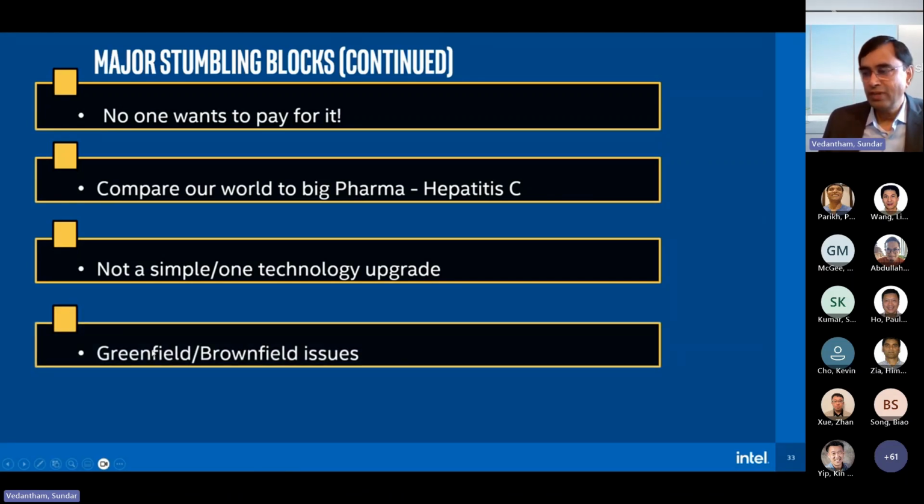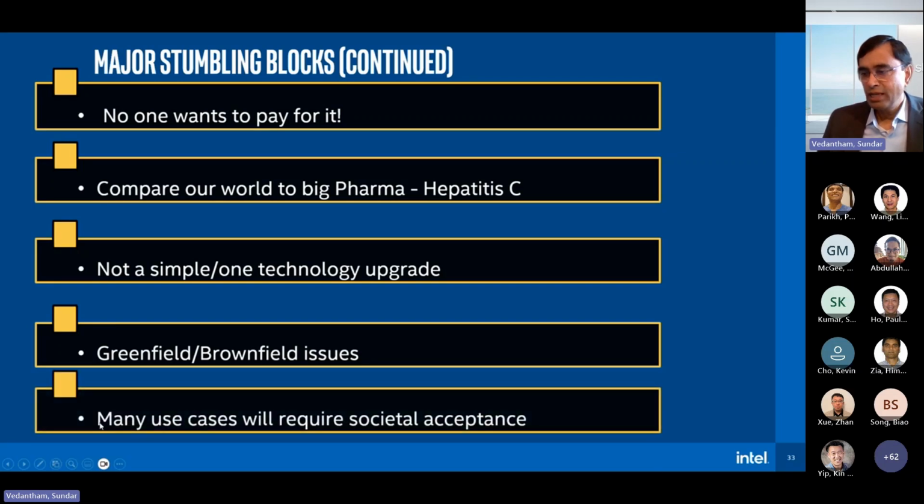There is also this greenfield, brownfield issue that we talked about, meaning we are not going to rip out all 4G and then put 5G. So the brownfield, meaning there is existing technology and 5G needs to work on top of it. Whereas if it's a greenfield, there is no deployment before, and so you can do a lot more things more efficiently, right? And many use cases will also require social acceptance.